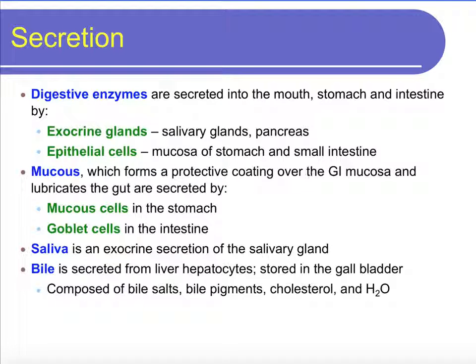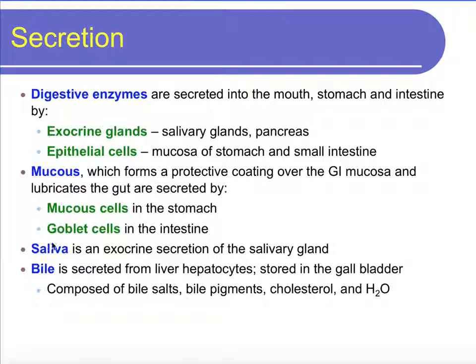We also have mucus that's secreted, and the mucus is really important because it provides protection. It is a physical protection so that the acidic environment of our GI tract, especially our stomach, which is very acidic, doesn't digest our own stomach. And so the mucus layer provides a physical protection. And mucus is secreted in the stomach by mucus cells, and it's secreted into the intestines by goblet cells. And we've mentioned goblet cells before. These cells release mucus in the respiratory tract.